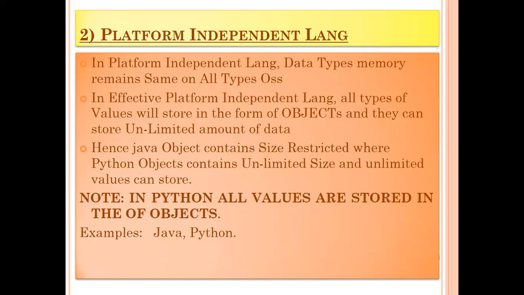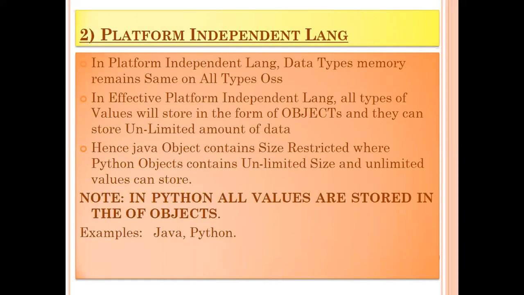Now we'll talk about the second feature: platform independent language. Students, what do we understand by platform independent language? Platform independent language means the data type memory space remains the same for all types of OSs. So it is a platform independent language, and the data type memory space remains the same.